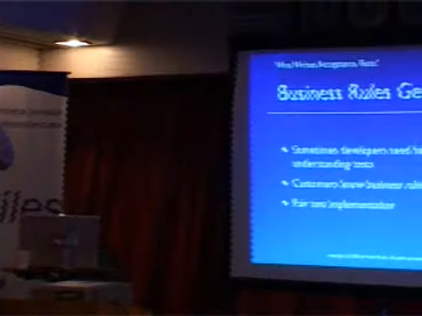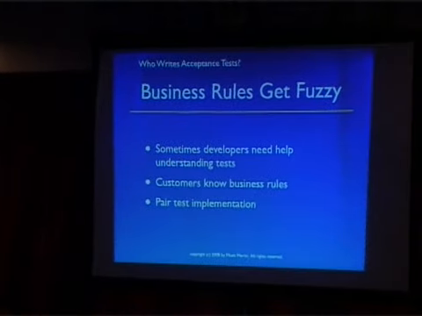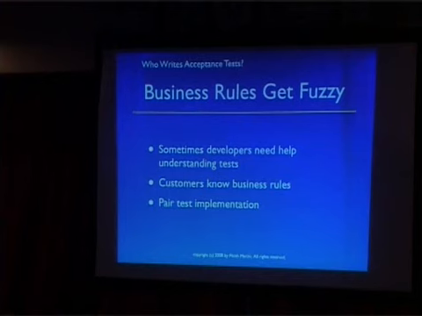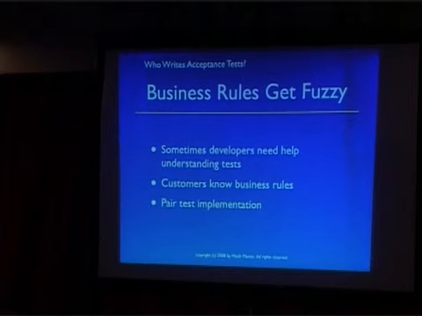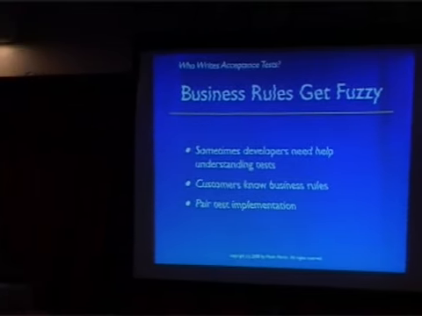And often, business rules are fuzzy or hard to understand. And as a developer is implementing a feature, they might have questions. So they'll often come back to the customer to say, what did you mean in this test right here? How am I supposed to implement the code here? So it forces communication between the developer and customer again.